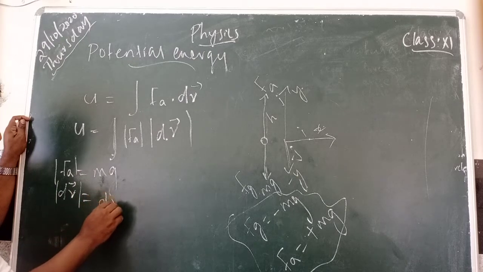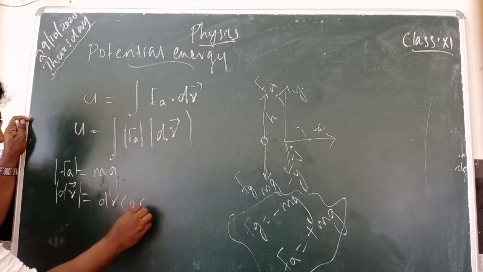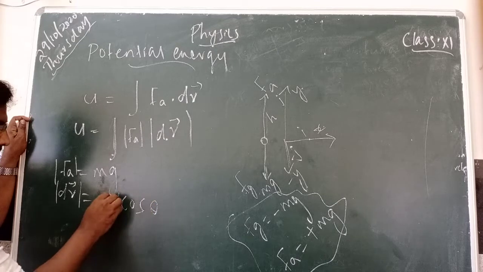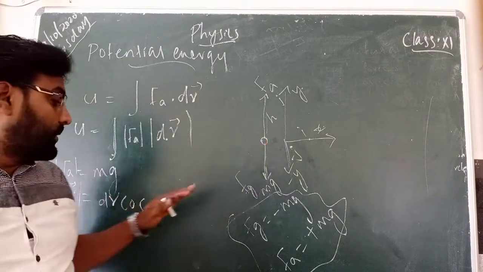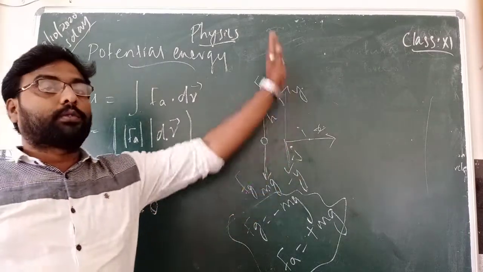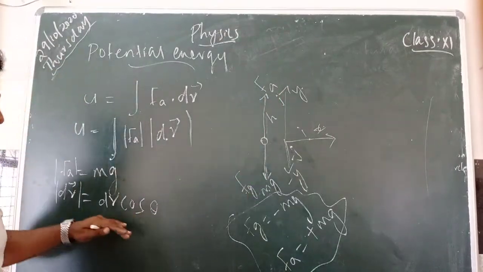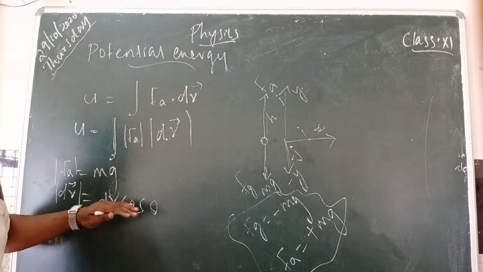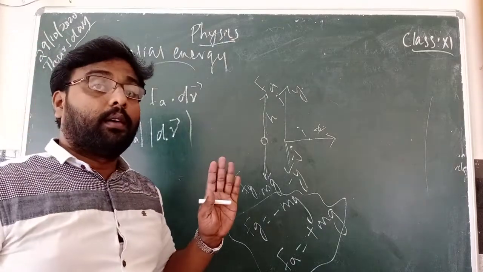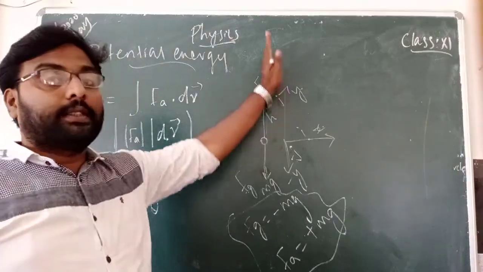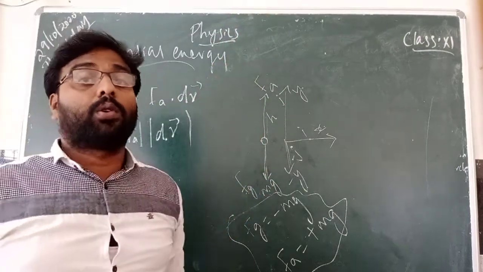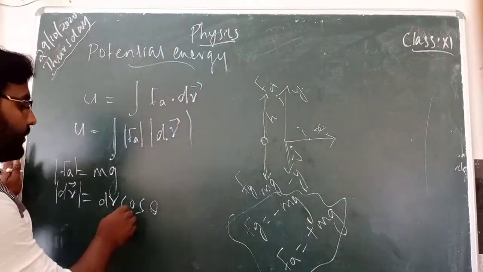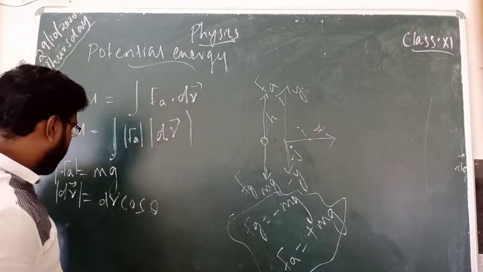So, you can write with the cos component. Dr cos theta. Theta means what? This cos theta is the component, that is what we are taking. Dr means what? The displacement, which is happening in this direction. So this component is the cos component, and we are using dr cos theta.